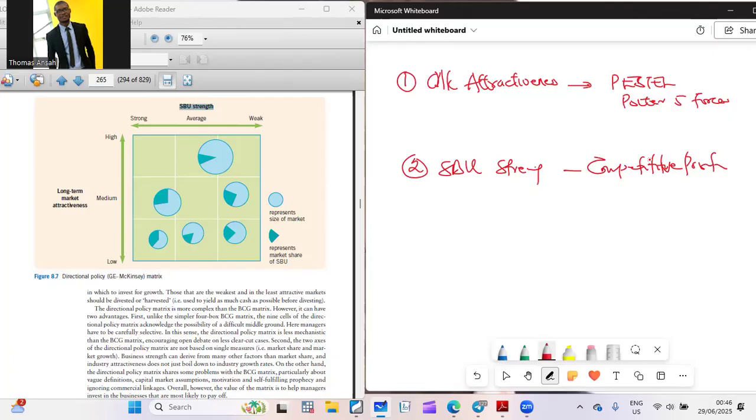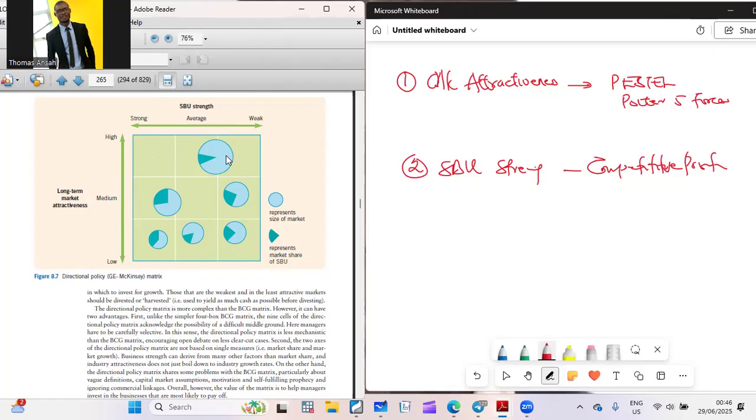So what do you see? Please note the map represents the size of the market, and the relative market share of the SBU, your competitive advantage. This is where you are. Now, if you find yourself here, high, strong, you grow. Here, you grow. If you are weak, you hold.